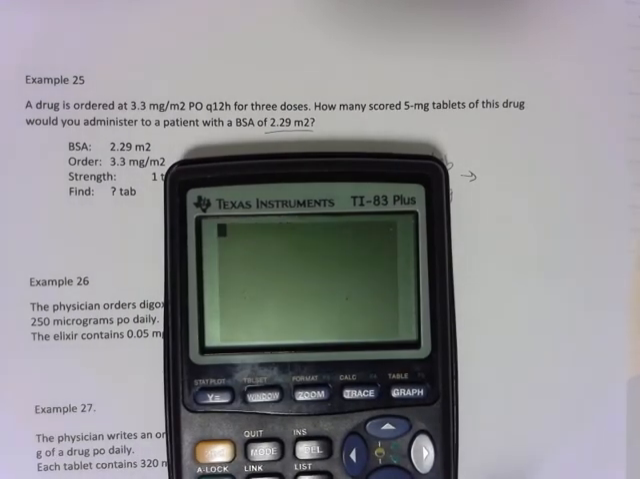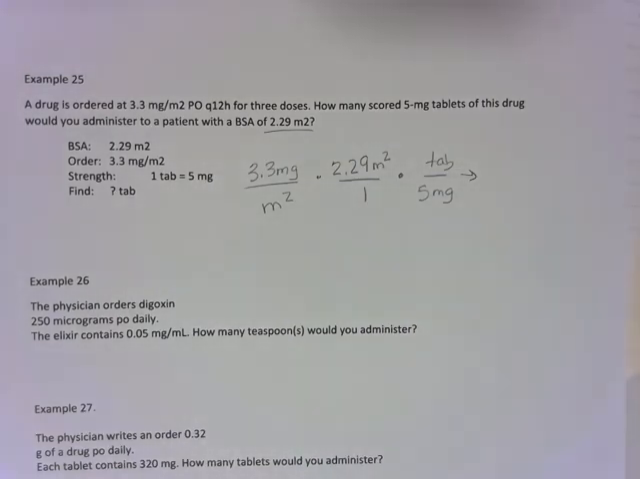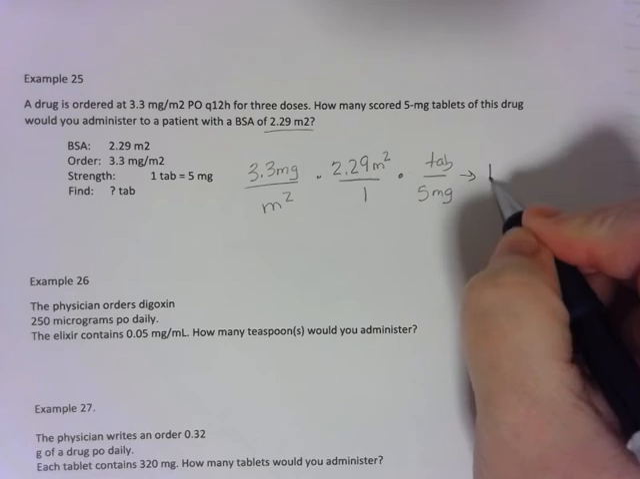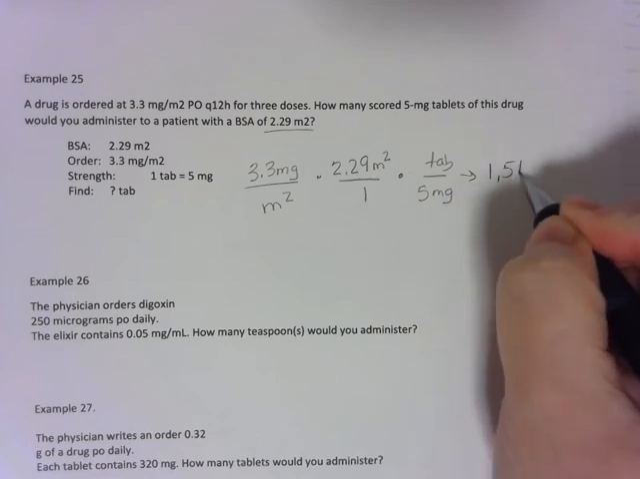So I'm going to take, just multiplying straight across. And since they're scored tablets, I can say my answer is 1.5 tablets.